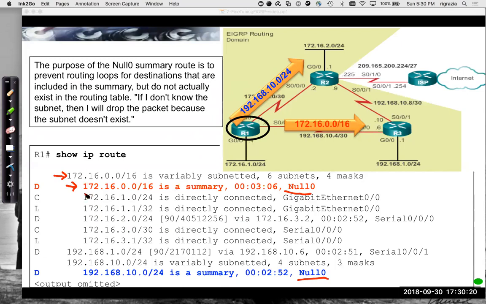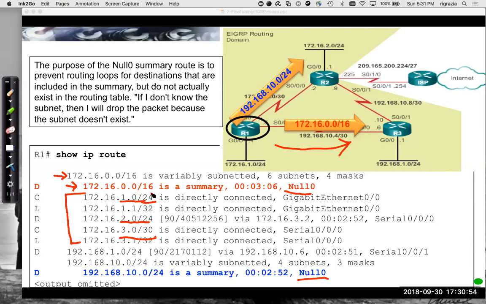R1 knows about several 172.16 subnets. It knows about the /24, the /20, 1.0/24, the 2.0/24, and even the 3.0/30. And so it says, okay, I am summarizing this route. That's what it's doing right here. It's summarizing the 172.16.0.0/16 to R3. So in the old days when we had classful networks, it meant that I had that entire network.